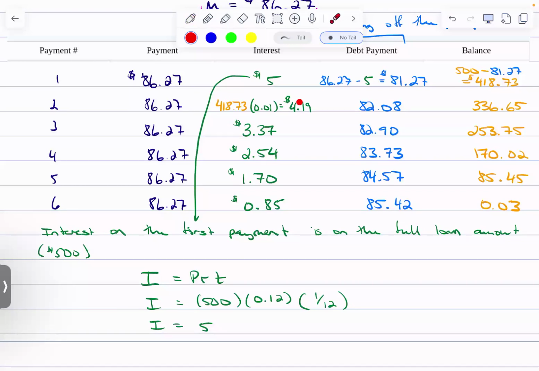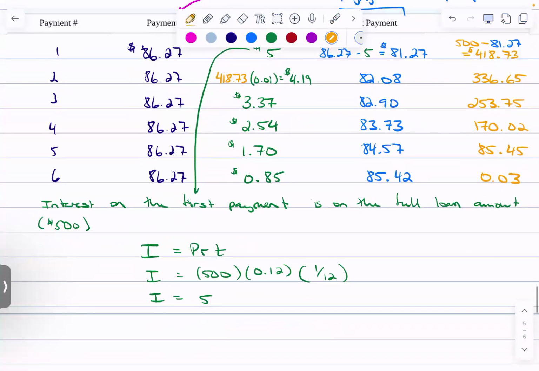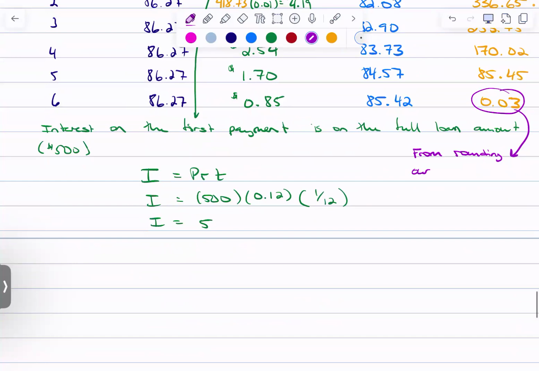And so key takeaways, right? You're paying the same amount, but how much of it is paying off interest depends on the balance that you owe. And if you have less going towards interest, then more of your payment is going towards your debt repayment, or paying off the principal, as we usually call it. And this discrepancy is just due to rounding our values.